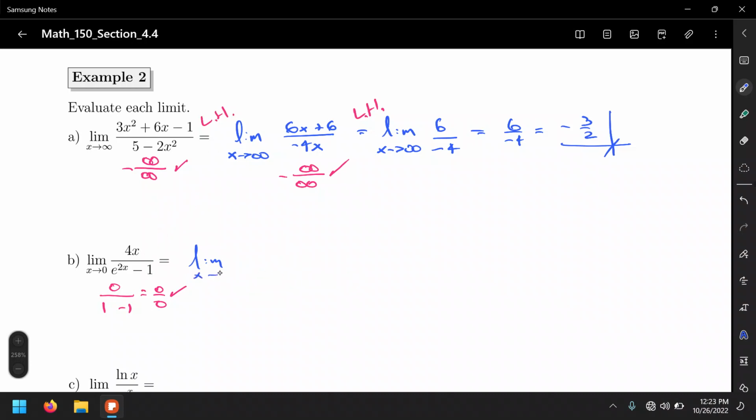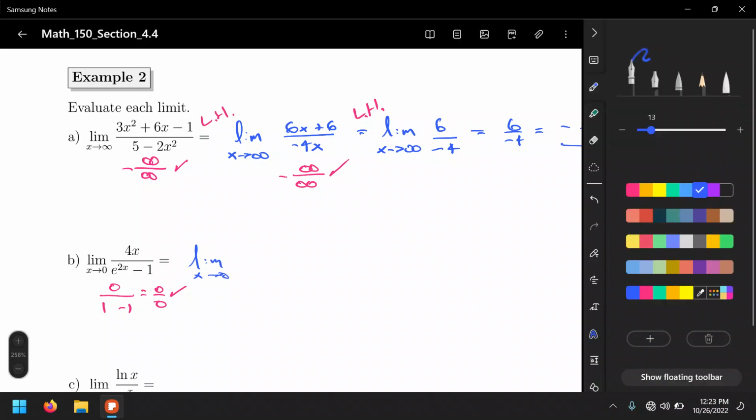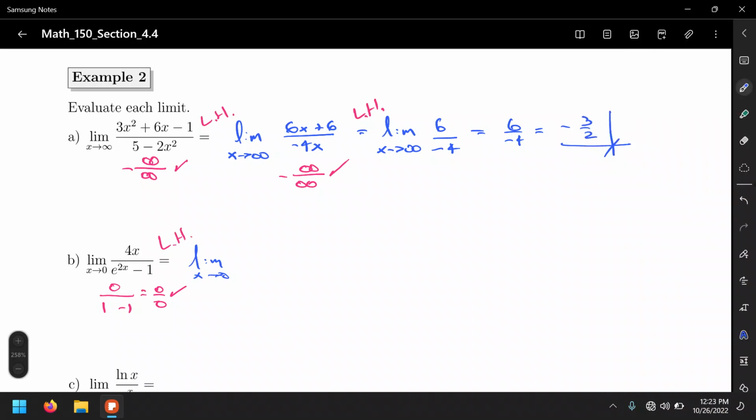So for this reason, L'Hopital's rule. Doing L'Hopital's rule means taking the derivative of the numerator, and the derivative is 4, divided by the derivative of the denominator, so that's the derivative of the exponential, which is e to the 2x itself, times the derivative of the exponent, which is 2. And the derivative of -1 is just 0, so we're done using L'Hopital's rule.